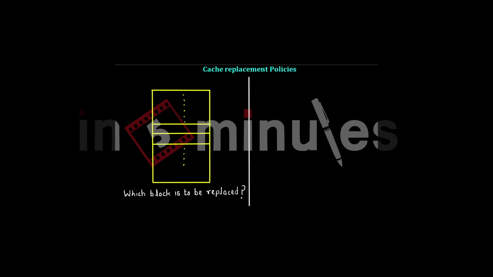The least frequently used algorithm gives very high precision as well as accuracy. However, its implementation is much more difficult than the other algorithms. So we have seen how the cache blocks are replaced for the placement of a new block from the main memory.